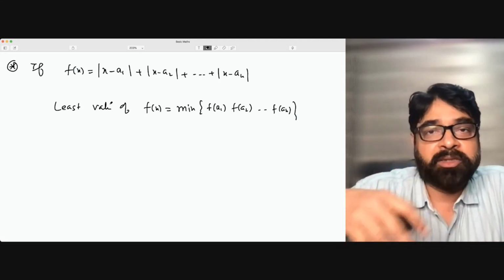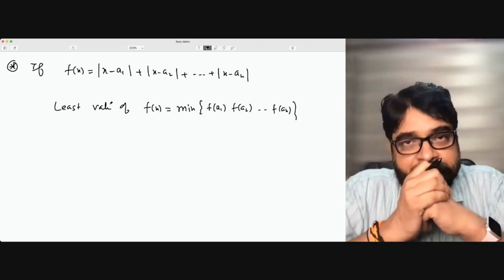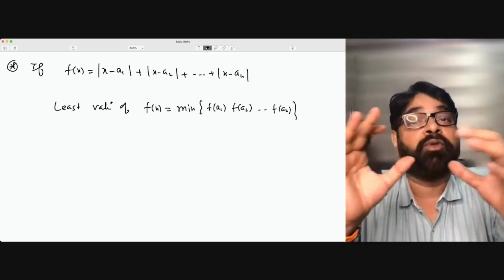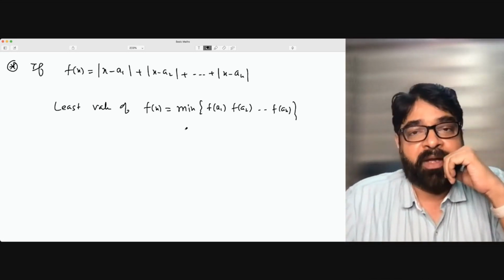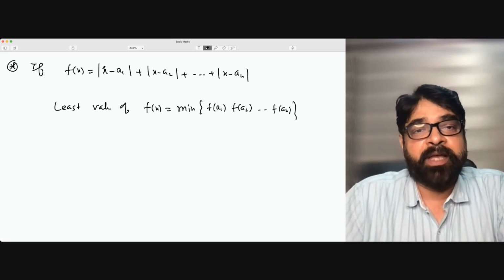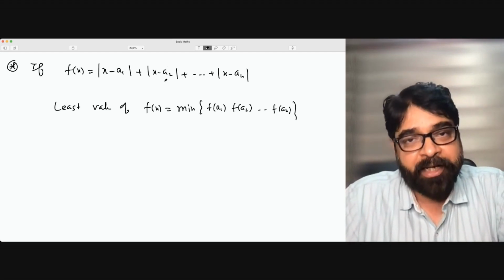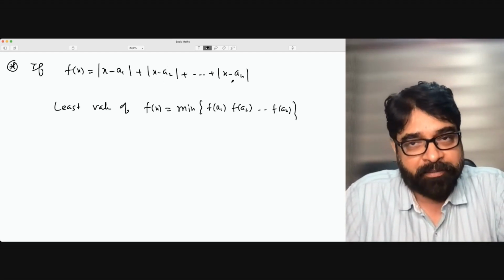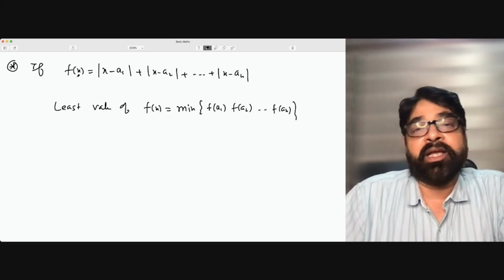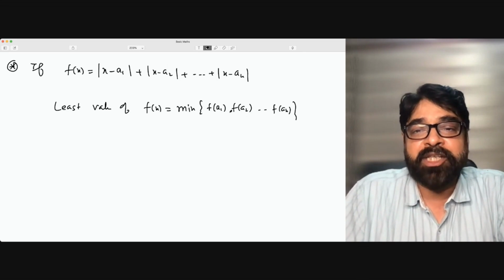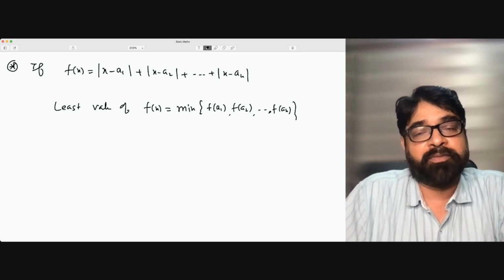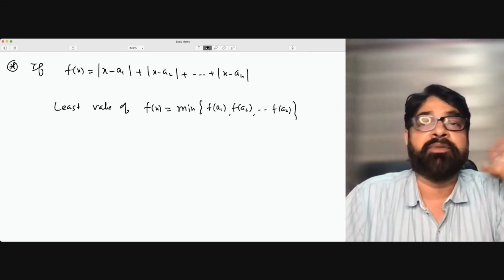Suppose we have a few mods in addition and we want to get the least value of that. Whenever you want to get the least value, what do you do? Check where it changes behavior. At a1 this will change, at a2 this will change, and so on, at an this will change. Put those values in f(x) one by one and take whichever is the least, the minimum out of these. That will be the minimum value of the function.